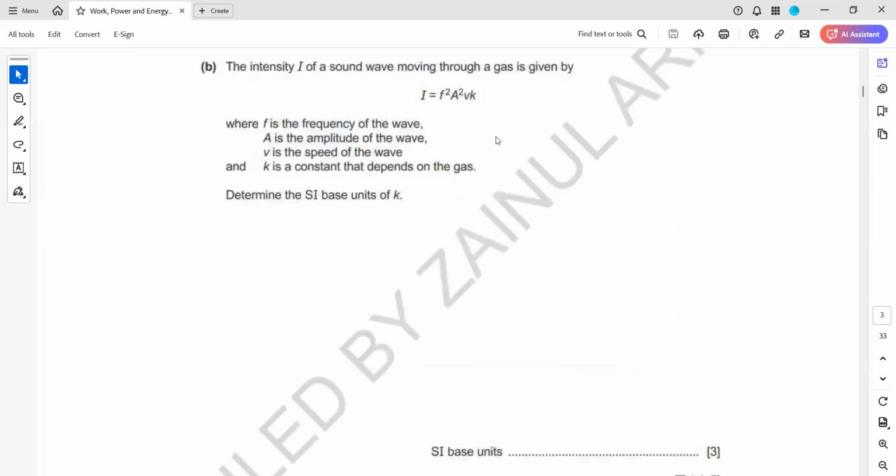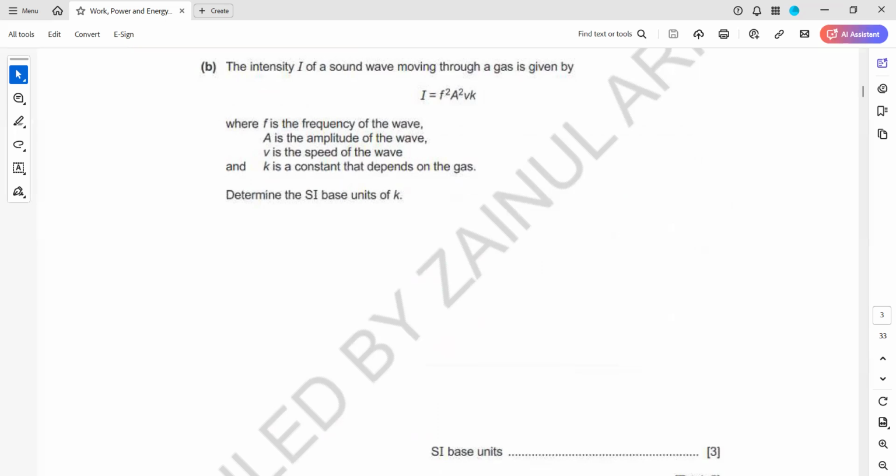The intensity of a sound wave moving through a gas is given by a formula I equals f square A square Vk, where f is the frequency, A is the amplitude, V is the speed of the wave, and k is a constant that depends on the gas. Determine the base unit of k.